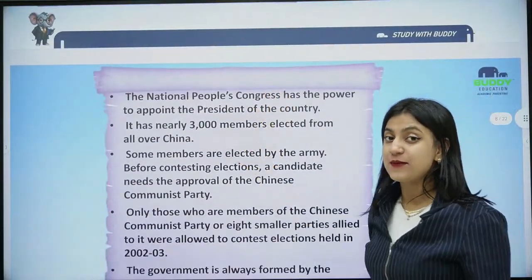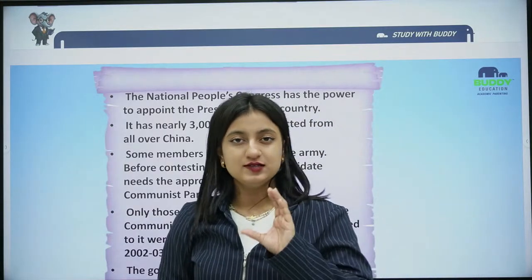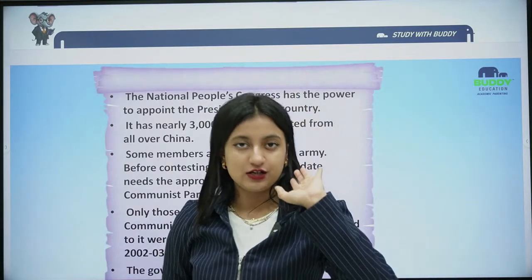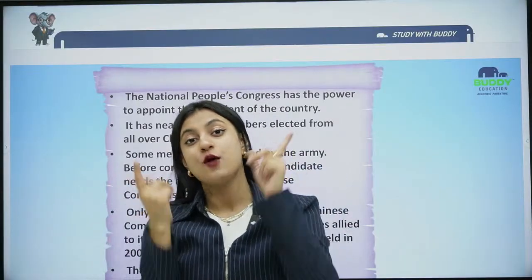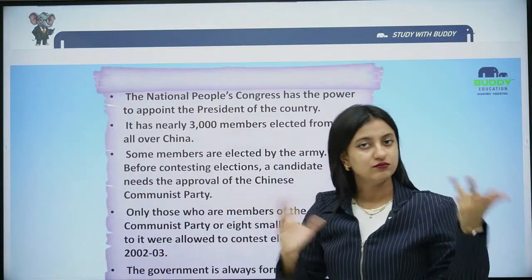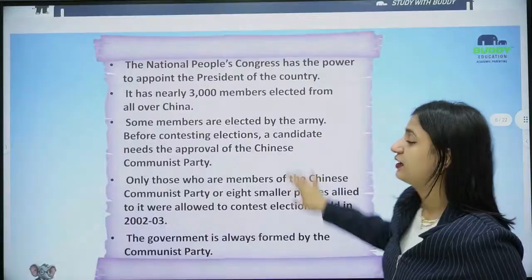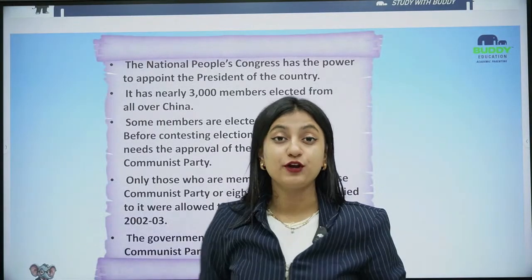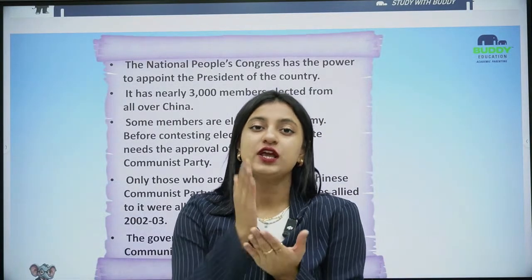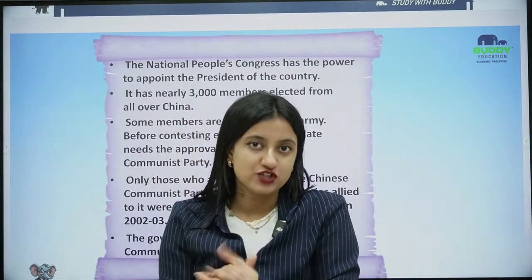That party's name is the National People's Congress, and it has the power. Whenever that party wins, that party only makes the president of the country. Understood? Now that party has how many members? That party has nearly 3,000 members from all over China. Easy? Understood. Now what goes wrong here? What goes wrong here is that anybody who wants to become a member of this party has to take approval of the National People's Congress, which is the main party of China.